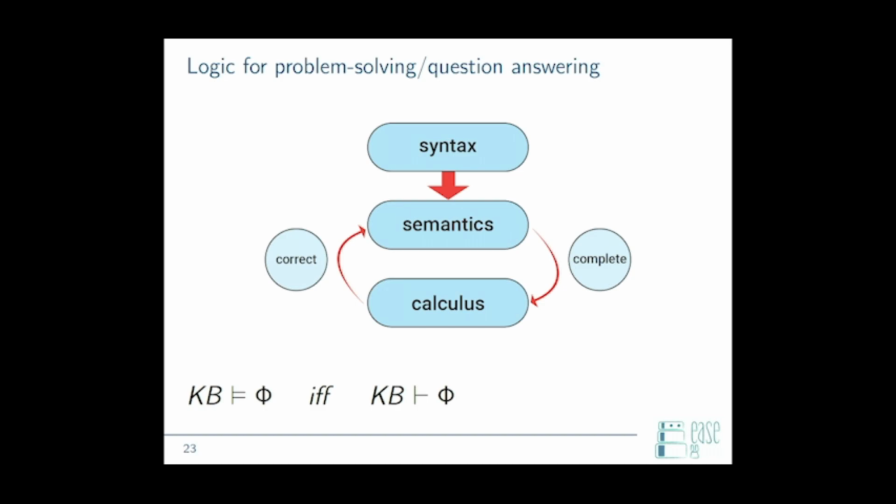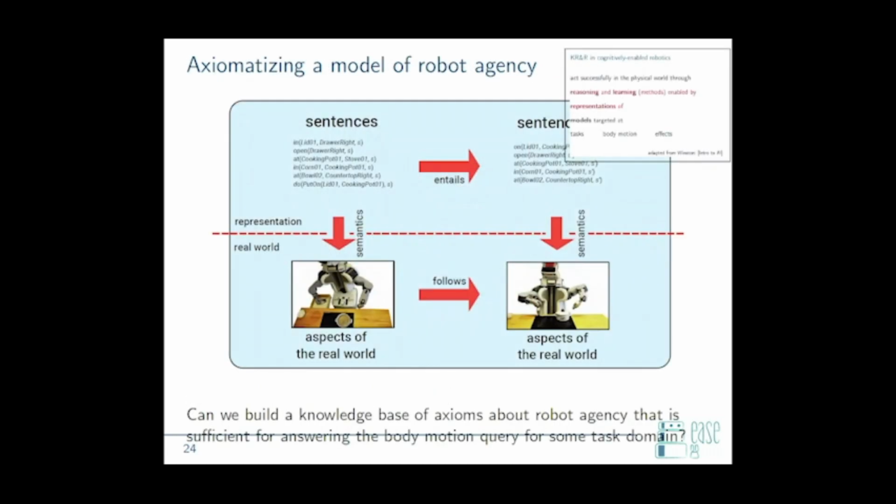Okay, then we want to apply that to robotics. So we want to build a knowledge base that axiomatizes robot agency. And the question is, can we build a knowledge base of axioms about robot agency? That is, having generalized statements about what is true that are sufficient for answering the body motion query for some non-trivial task domain, something like making popcorn.